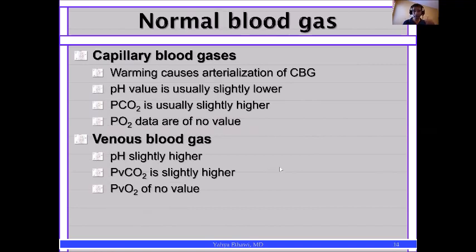Now, the capillary blood gas can mimic the arterial blood gas. However, you have to do something called arterialization, which is basically warming the foot before you do a heel prick to get the blood gas, or you do it from the thumb or from the ear lobe, from wherever. You have to warm it, and when you warm it, the CBG, or the capillary blood gas, becomes close to the arterial blood gas.